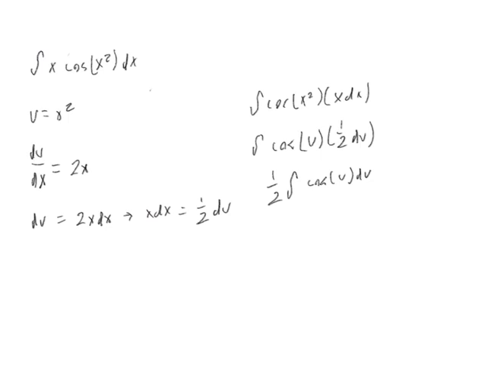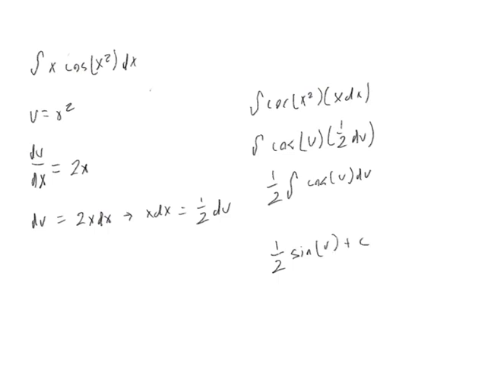Now our next step is to integrate with respect to u. So the integral of cosine of u is just sine of u, so we can simplify by saying 1/2 times sine of u plus C. We can't forget the plus C as the constant.